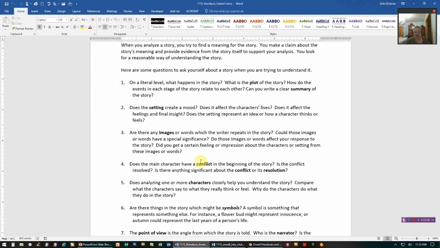Second thing we want to look at is setting, right? Setting is sometimes very important in a story. Sometimes it's just the setting. It's not necessarily anything more than that. So we have to consider how does the setting affect what's going on, right?